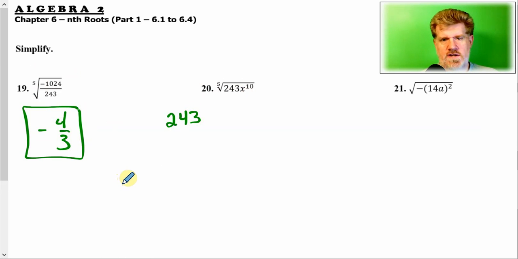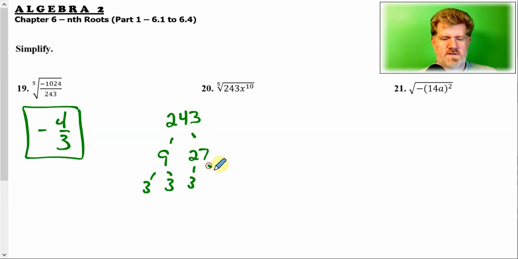Anything you can divide 243 by? Actually, it's a 9, because 2 plus 4 plus 3 is 9, so you can divide it by 9. So 243 divided by 9 is 27. 27, well, first the 9 breaks down into 3 and 3. The 27 is 3 times 9. And that 9 is 3 times 3.